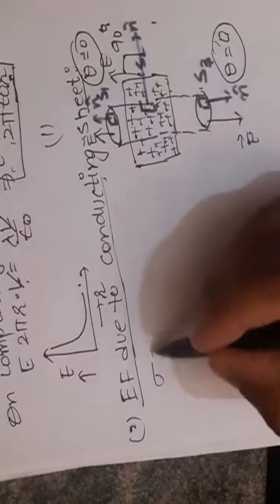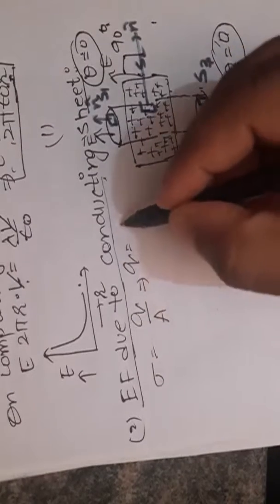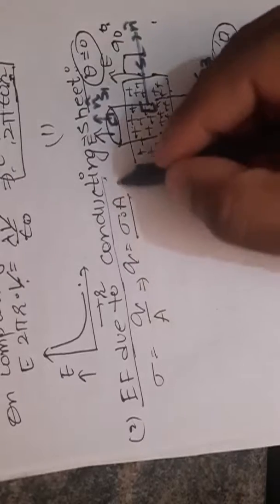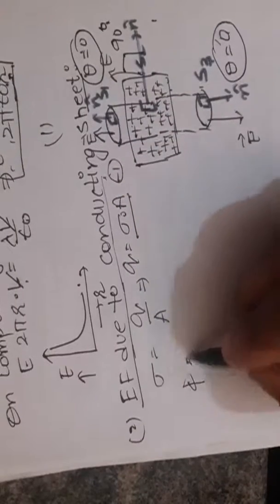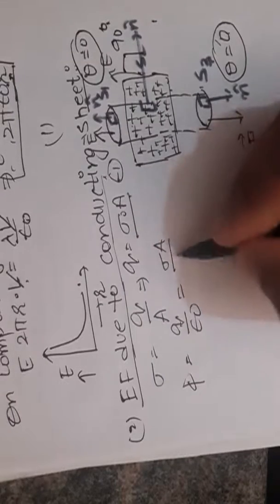Now sigma is given, sigma is charge per unit area. What will be the charge on the given Gaussian surface? Sigma into area. According to Gauss law, it should be net charge divided by epsilon naught, but the charge I calculate is sigma into A, so sigma A by epsilon naught. Now this is given by Gauss's law.